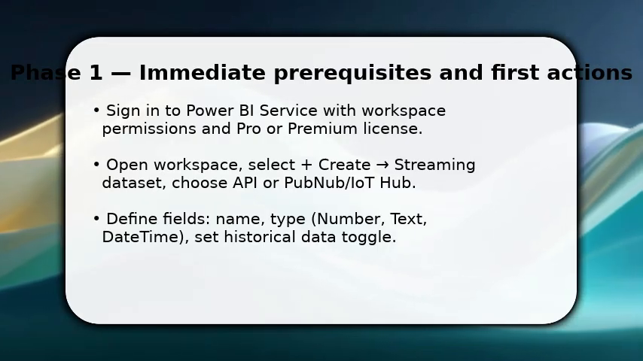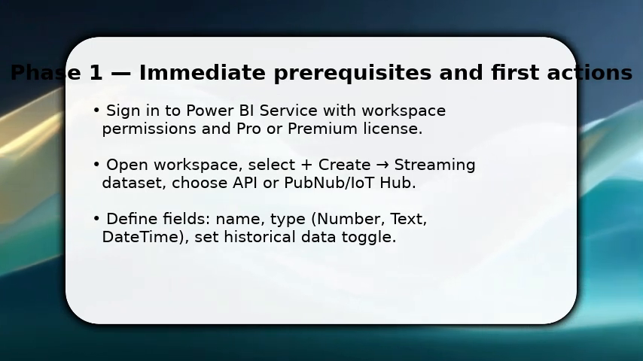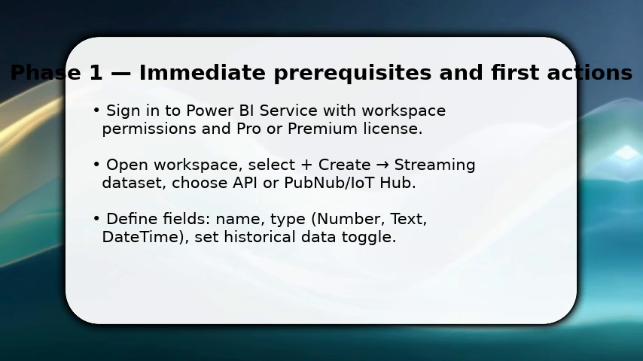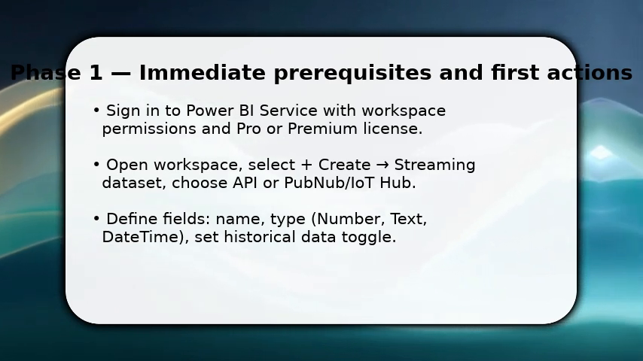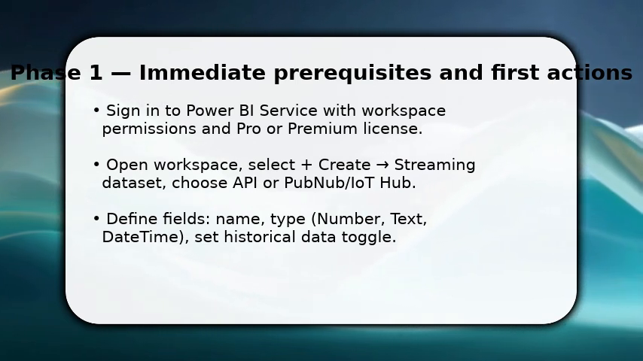You start by opening the Power BI service and using a workspace where you have publish rights. Choose plus create and select streaming dataset. Pick API if you will push JSON or Event Hub/PubNub for device streams.